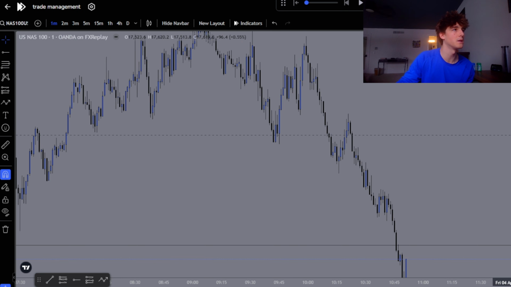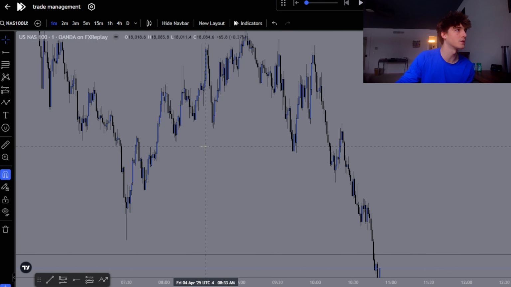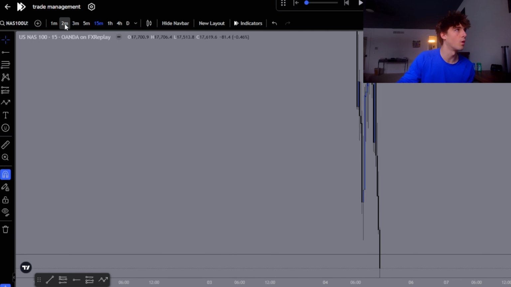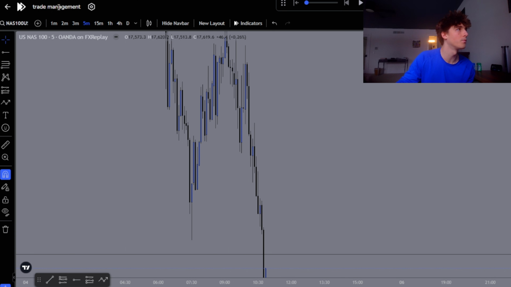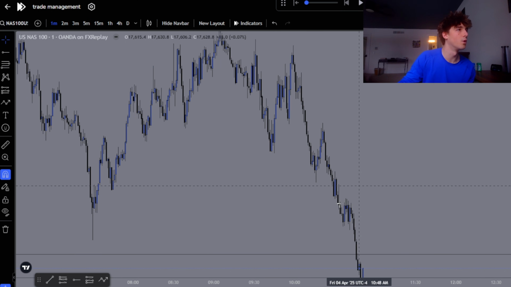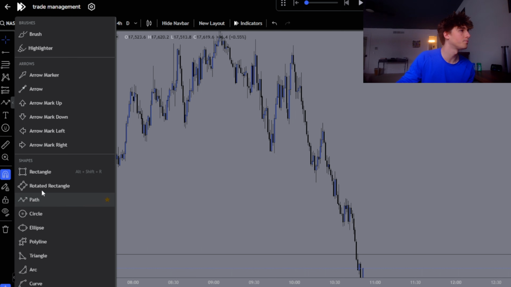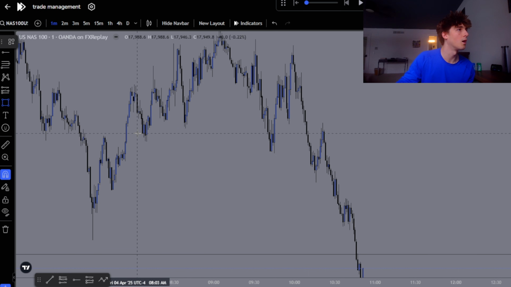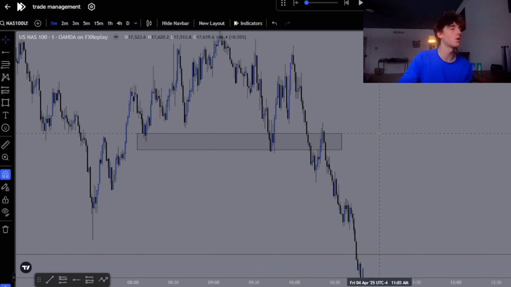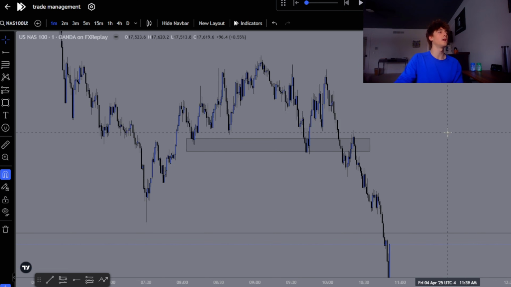The only thing I didn't like about it is how we already rejected this point once, twice. Hold on, let me just, it looks better on the 1 minute. You see here, we rejected this area in price twice now. Rejection, rejection.